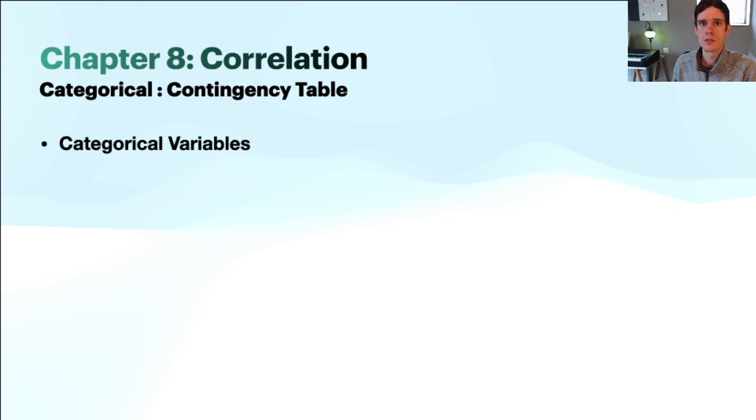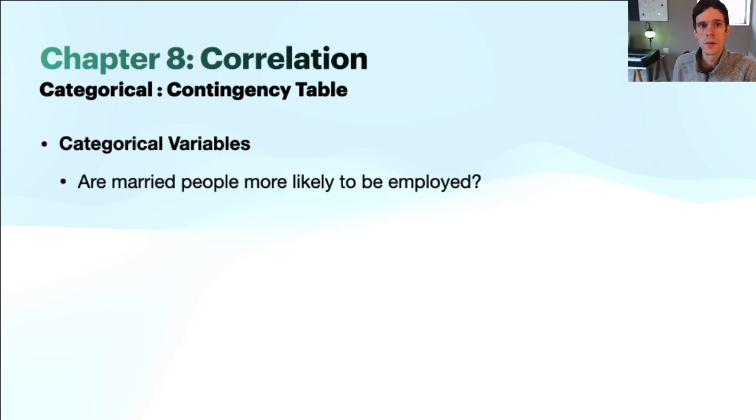Now, instead of giving you a very general and thus vague definition, let's just look at two example questions that contain categorical variables. Are married people more likely to be employed? Now, this question involves two categorical variables. One is being married or not, and the other one is being employed or not. So just two outcomes for each variable.